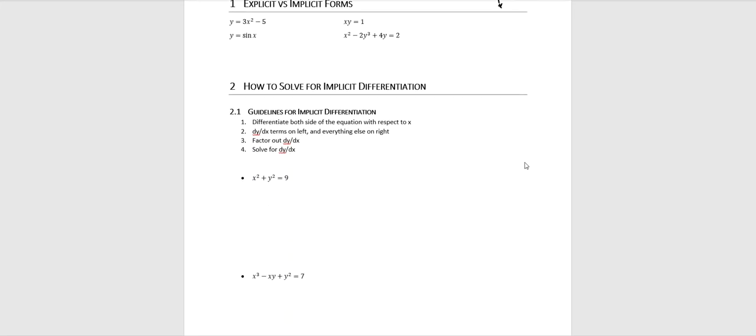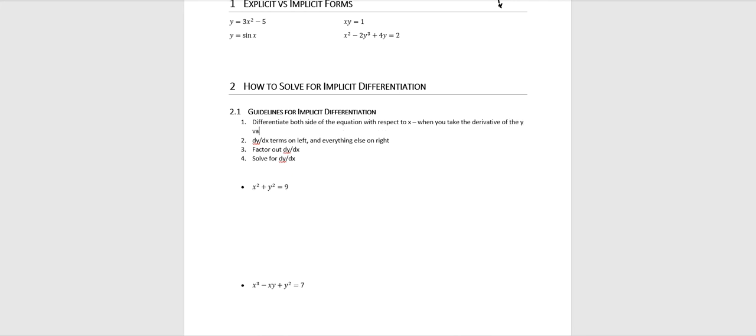All right, so here's how we solve for implicit differentiation. Differentiate both sides of the equation with respect to x. I'm going to add on to this. When you take the derivative of the y variable, you will always have a dy dx term as the derivative of the inside. All right, and I'll explain what I mean.